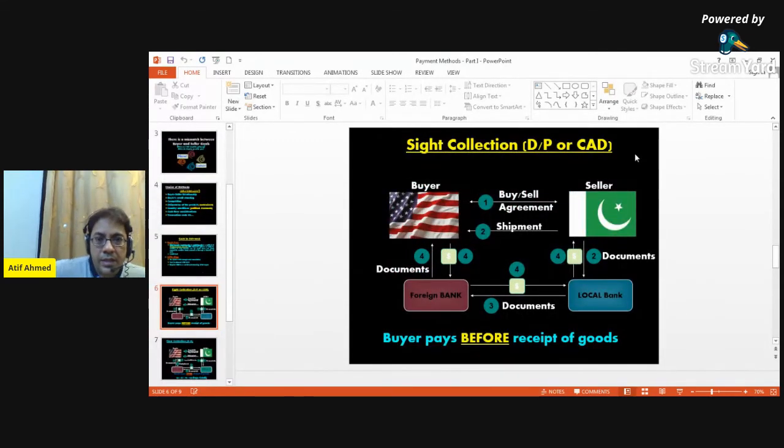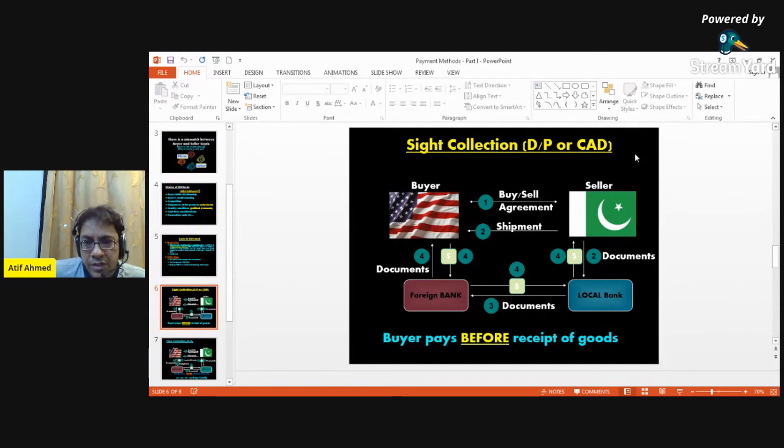Now the second method is sight collection. It is also called DP at sight, I mean documents against payment, and cash against documents, CAD, it is also called. So here is a very simple flow I have prepared for you so that you can better understand what is happening if any transaction takes place on a DP or CAD basis.